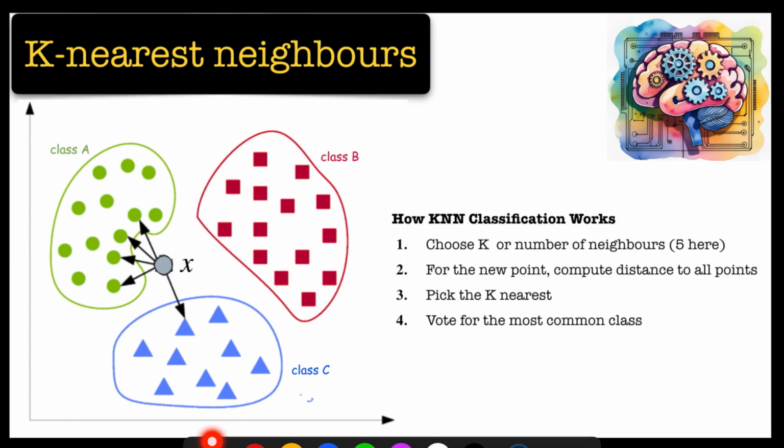So what are we doing here? We are choosing a k, or the number of neighbors. So 5 here. For the new point, we compute the distance to all the points. We have to compute the distance of this new point to all the other data set points. Then we'll pick the k nearest. Here we have picked 5 nearest and then we'll vote for the most common one. So in this case, class A.